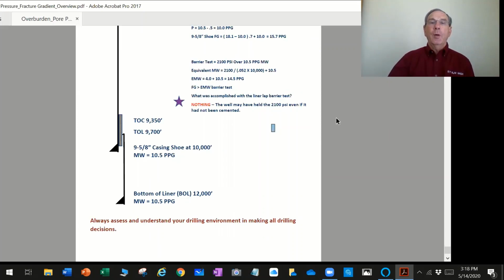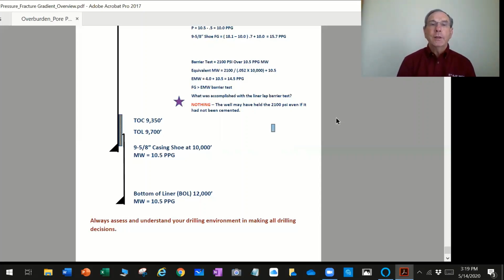But if we take a look at what we actually did during the operations in our barrier test, we tested the barrier to 2,100 pounds over 10.5 pounds per gallon mud. So the equivalent mud weight of the pressure would be 2,100 pounds divided by 0.052 divided by 10,000 feet, plus the mud weight that was in the well, which was 10.5 pounds per gallon, which would give us an overall equivalent mud weight during the barrier test of 14.5 pounds per gallon. So in this case, the fracture gradient is greater than the equivalent mud weight of the barrier test by about 1.2 pounds per gallon.